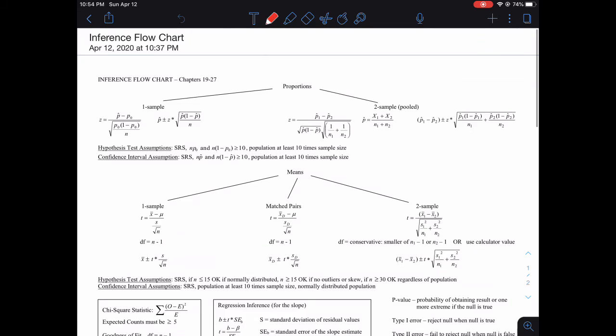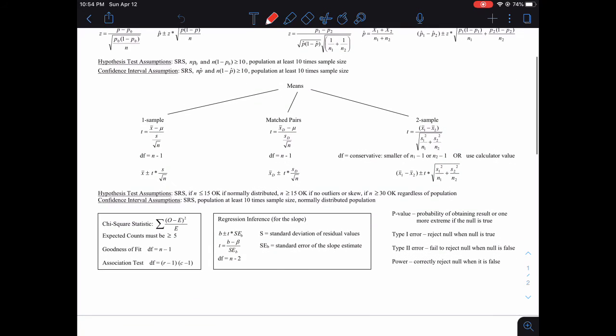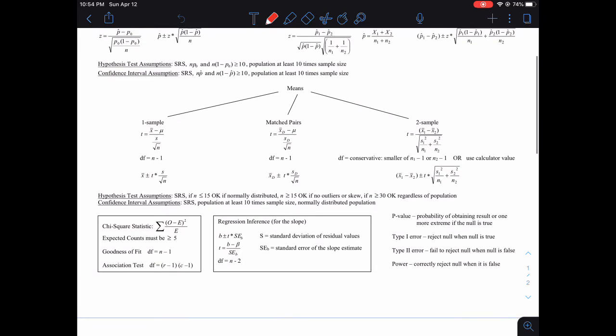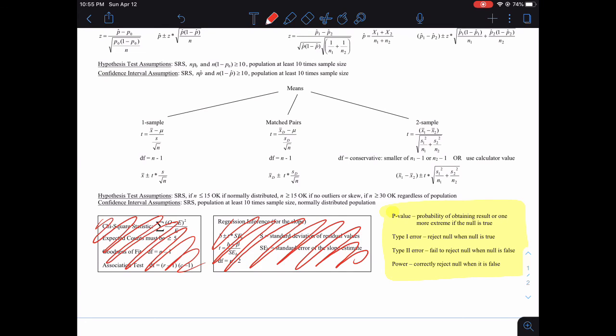The last thing is this inference flowchart, which is just another sort of representation of how our inference, like our tests and our confidence intervals, go. If you prefer the information like this, then you can use this. The thing that this has on it that the others don't have is this p-value, type 1 error, type 2 error, and power guide. That might be useful. And these two boxes are the two that are getting left off the AP exam this year.